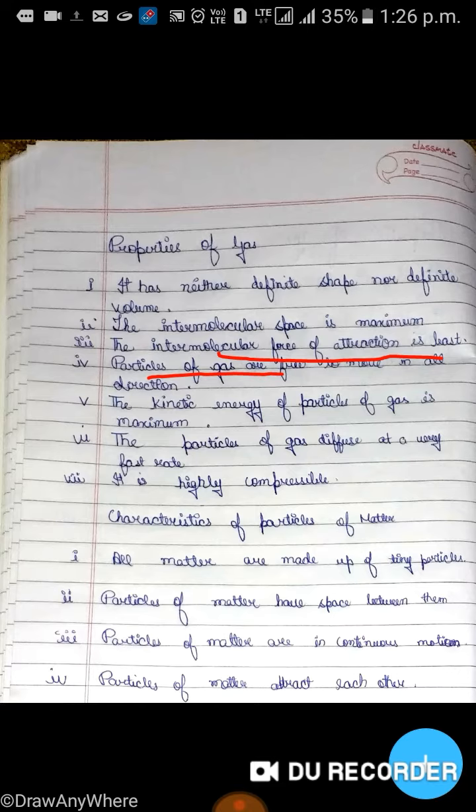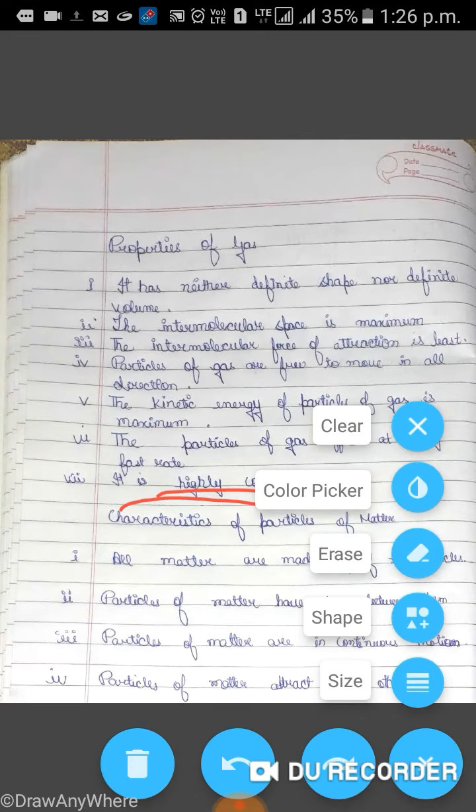Particles of gas are free to move in all directions, which means that there is no force of attraction or very little force of attraction between the particles and the intermolecular space is maximum, so they can move here and there where they want in all directions. The kinetic energy of the particles of gas is maximum as the particles of gas can move in all directions. The particles of gas diffuse at a very fast rate. It is highly compressible, as the particles of the gas can be brought very close to each other through a force of compression.